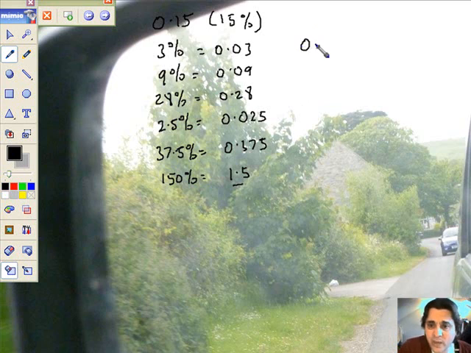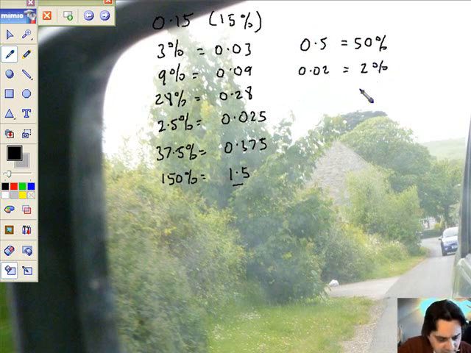Okay, here we're going the other way. We're going to multiply by 100. Doing 50%. There it goes. You know this, don't you? Please tell me you do. 0.02. Easier going this way. Multiply by 100. 2%.